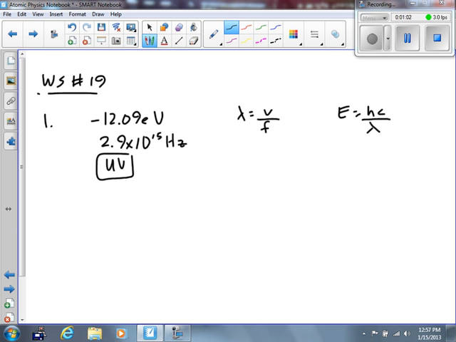So lambda would be equal to hc over E, hc over the energy. Either one of those will get you the wavelength. If you use that method to get the wavelength, then you've got the correct answer.